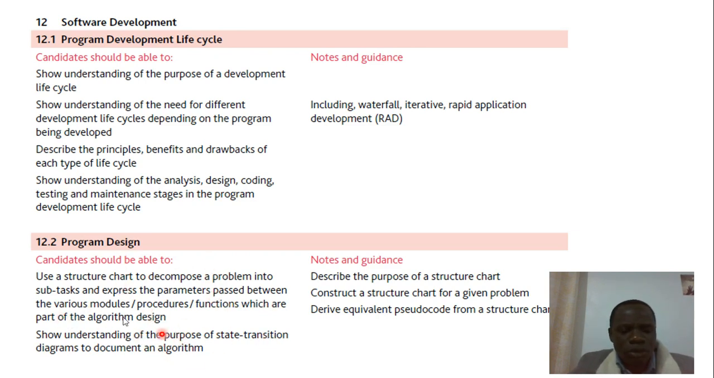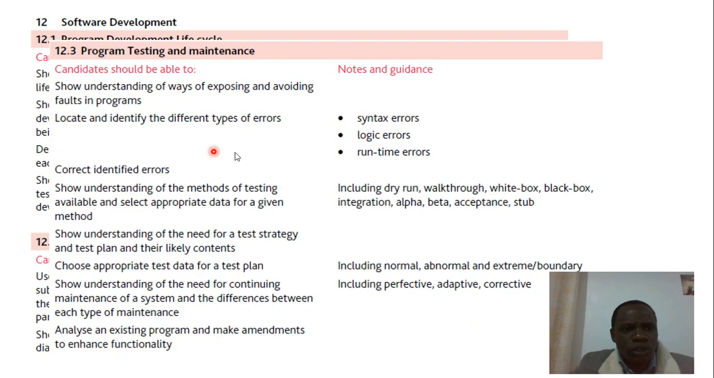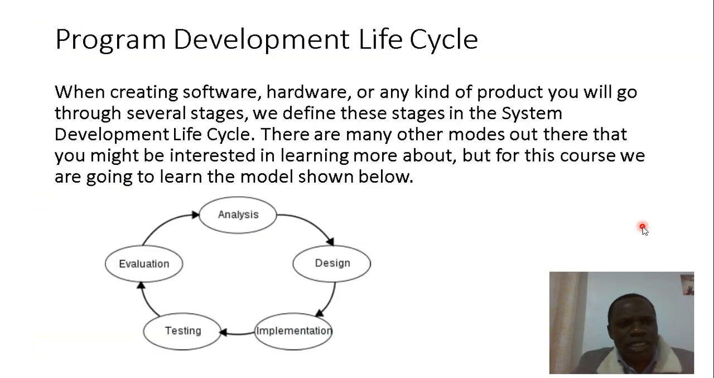We will need to go through certain diagrams like the state transition diagrams and so on. And then apart from that, we also need to look at program testing and maintenance. This involves errors: how to identify these errors and how to correct them is a very big part of this. And then we will talk about test data and the test plan. That will be the final part of it. So let's look at it.